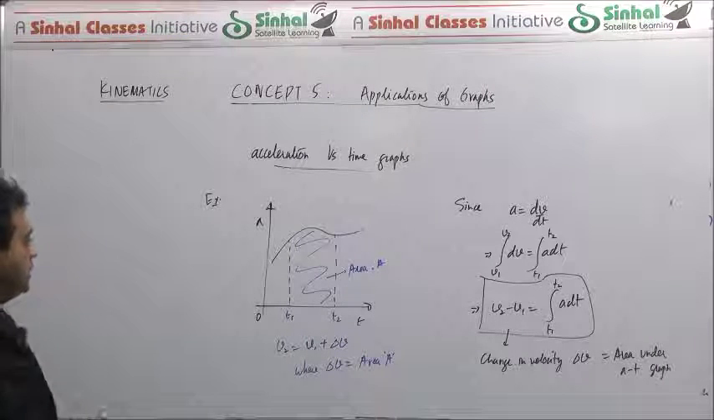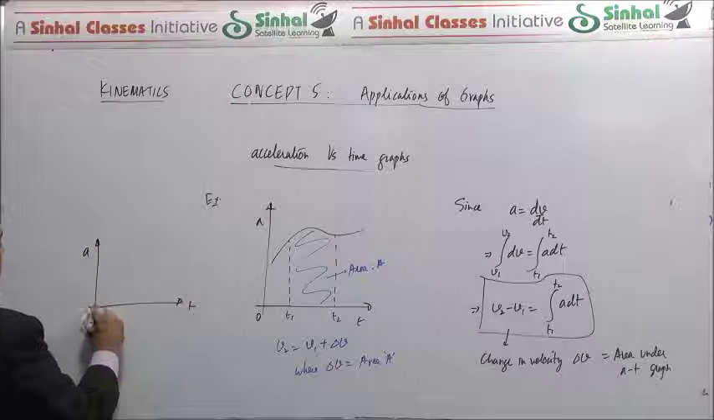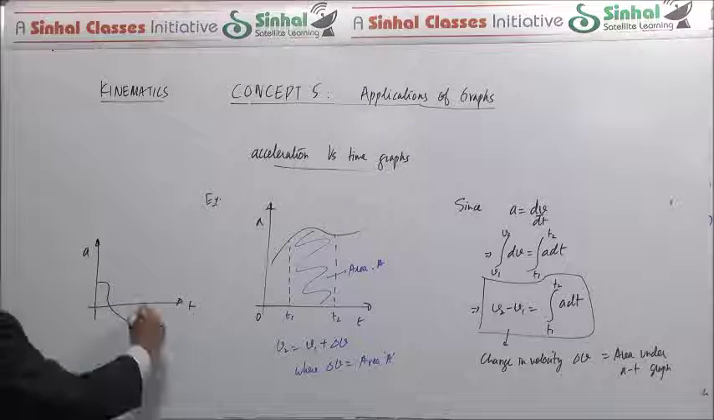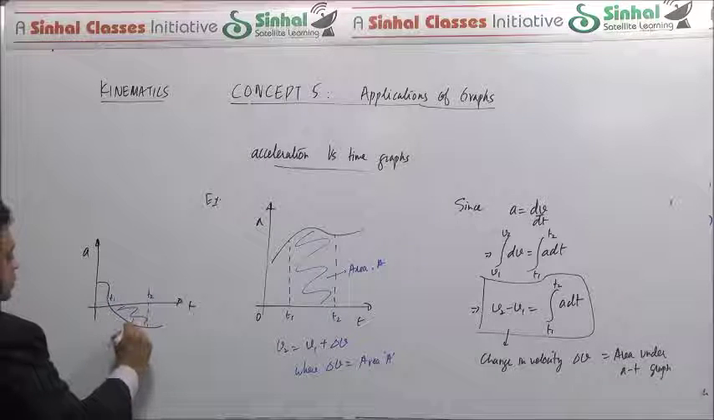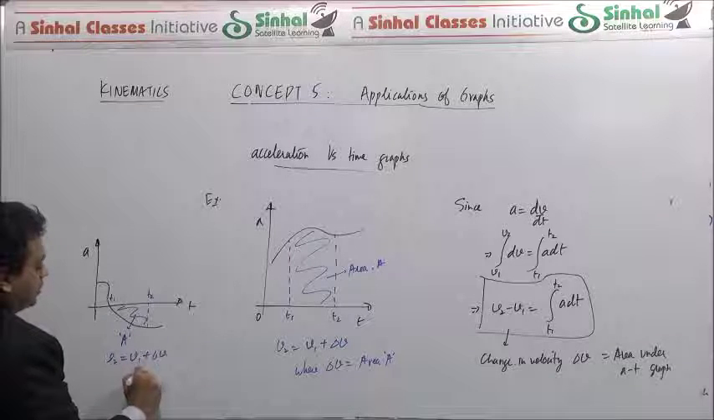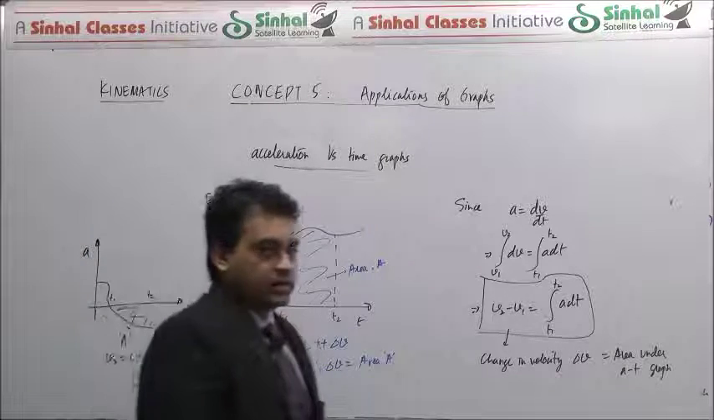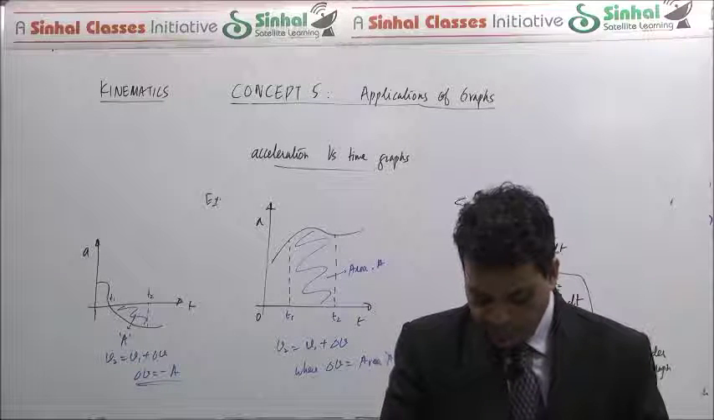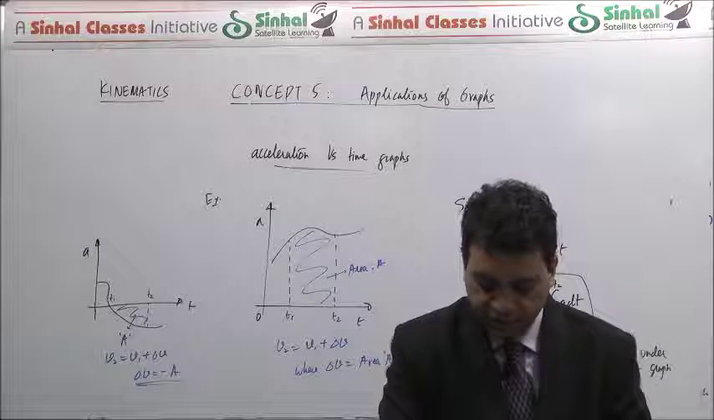And needless to say, if the acceleration versus time graph is such that at a certain instant of time the acceleration is becoming negative, then this area here, so this time is T1, let's say this time is T2. So if this area is A, then V2 will be equal to V1 plus delta V, where delta V here would be minus of the area, because it is a position where acceleration is becoming negative. That means there is a deceleration. Alright, so that is a little bit about the acceleration time graphs.